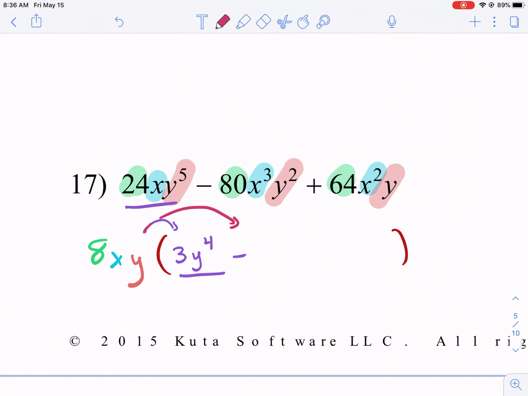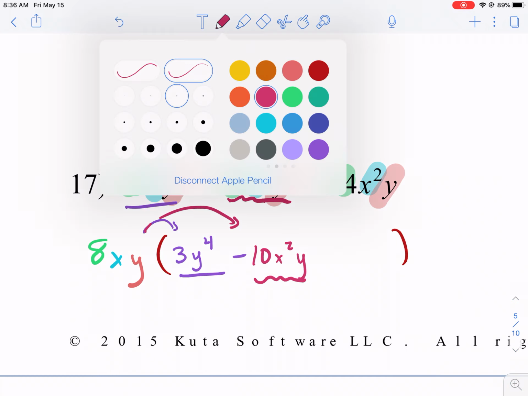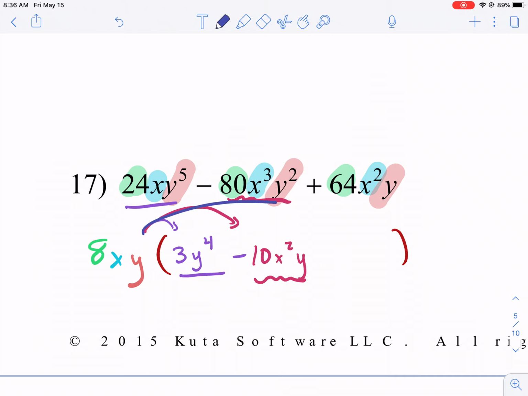Now I think, okay, 8xy times what gives me 80x cubed y squared? Well, that's going to be 10. And then I have x squared, because x times x squared gives me x cubed. Then I think y times what gives me y squared, then that's going to be y. So I got the middle term. Now I'm on to the last term. Let me use dark blue.